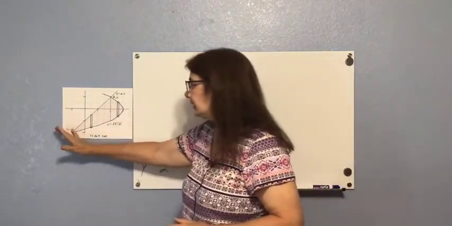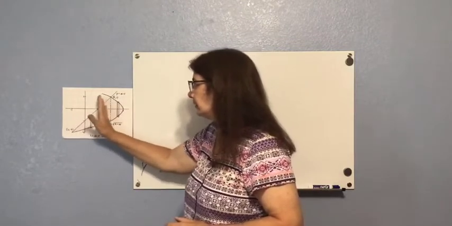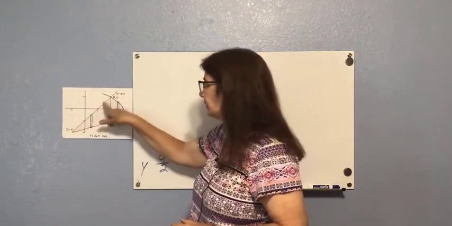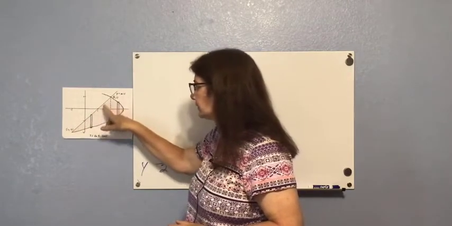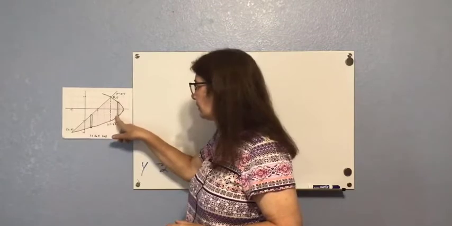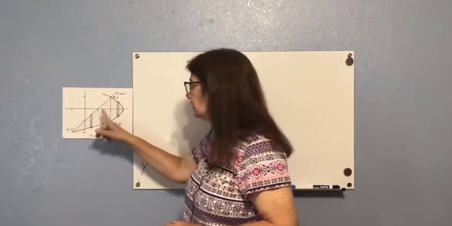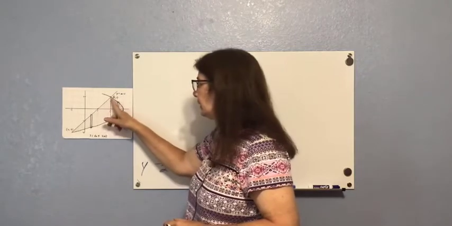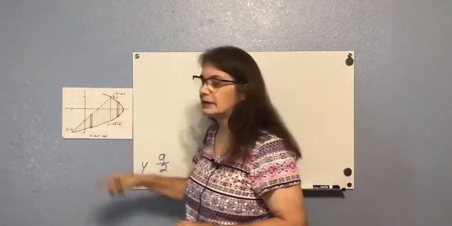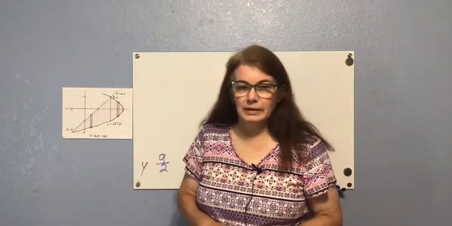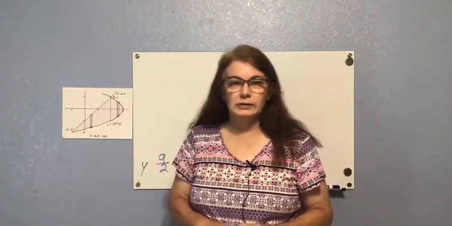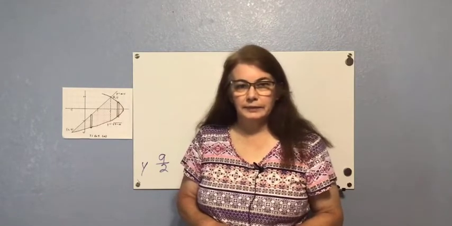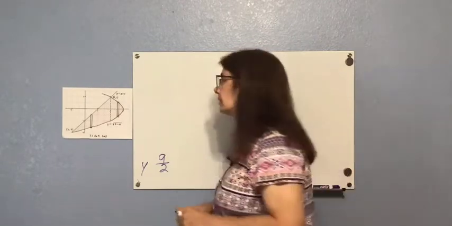And that's that in this part of the region, I have the linear function on top and the square root function underneath. But once I get to this point at (2, 1), I have that square root function on both the top and the bottom. So I'm going to have to do 2 separate integrals with respect to x. Let's get started.